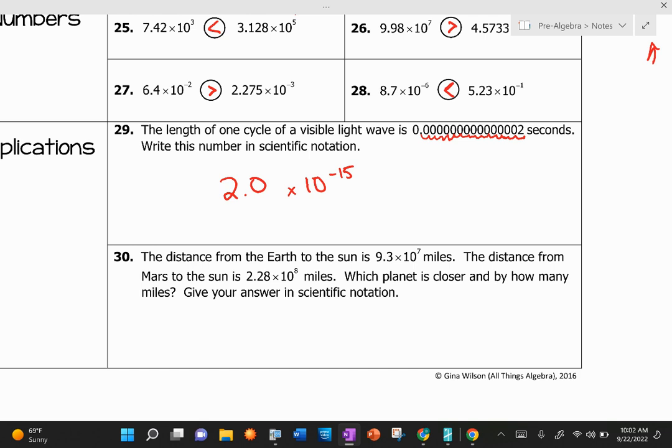Mars. Is that right? Which planet's closer to the Sun? Mars. Wait, no. Earth. Yeah. There you go. Okay. It's just weird because Mars is.